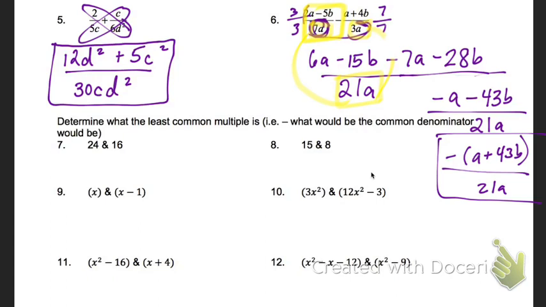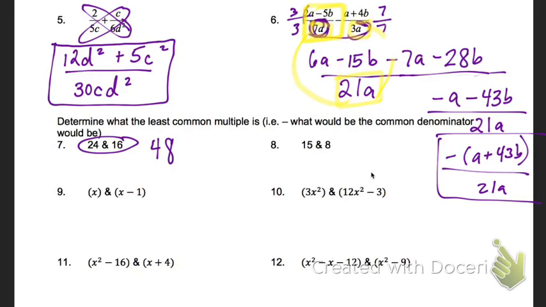So these are examples when you have single terms on the bottom. What I mean is like 5a, 2b, and there's no plus or minus signs on the bottom. Once you get to plus or minus signs, finding the least common multiple is really crucial. And once you can determine that, I think it gets a little bit easier. So for number 7, if I have 24 and 16, what's the least common multiple for that? So what can they both turn into? That's the smallest number. 48.